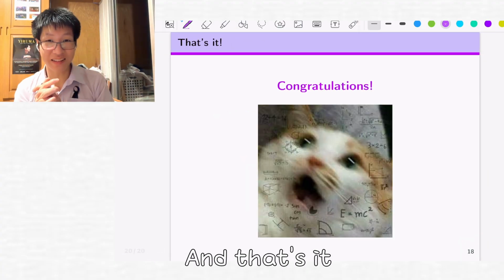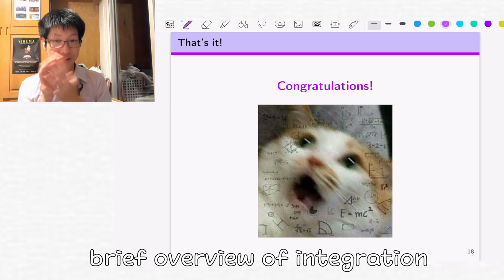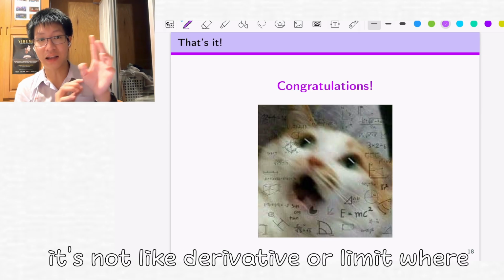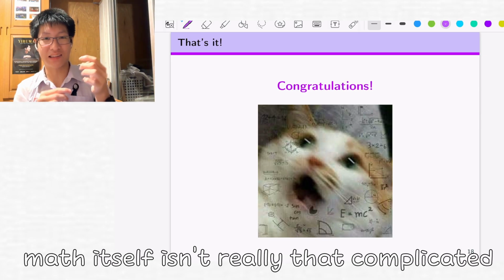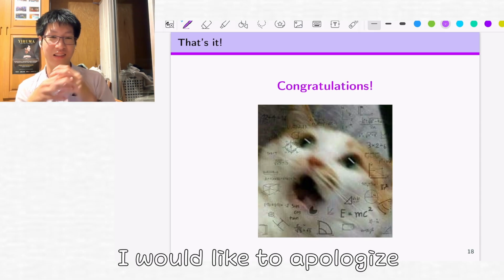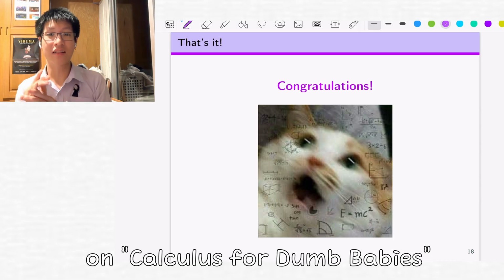And that's it for this lesson. So this is only a brief overview of integration, and a lot of ideas in integration are a bit complicated. It's not like derivatives or limits, where the math itself isn't really that complicated. It's a bit hard to explain. I would like to apologize for that. And that's pretty much it for this series on calculus for dumb babies.